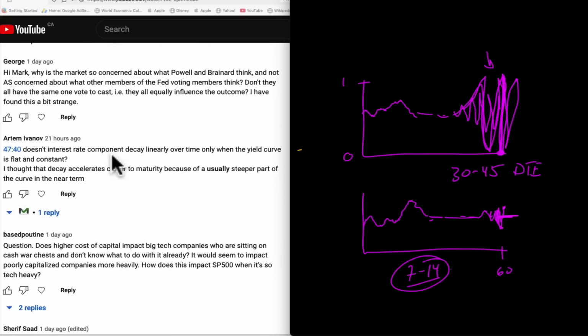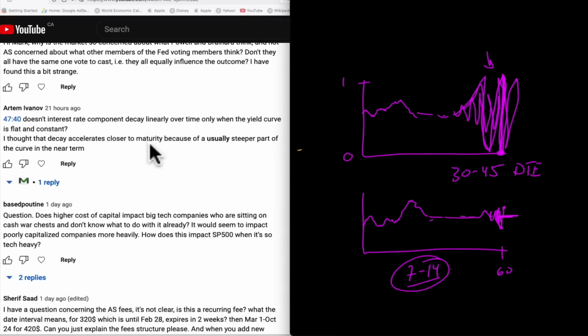Doesn't interest rate component decay linearly over time, only when yield curve is flat or constant? No, interest is linear. I did answer that down there.